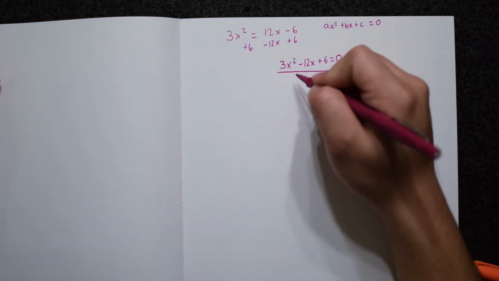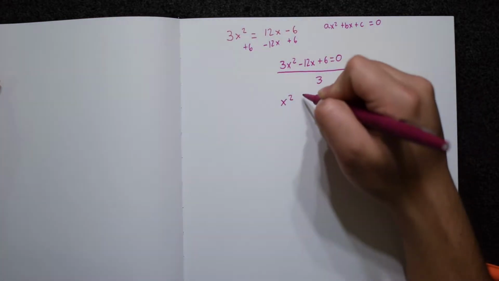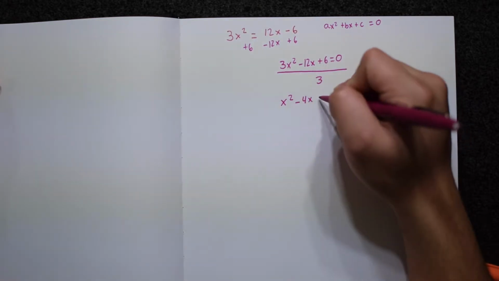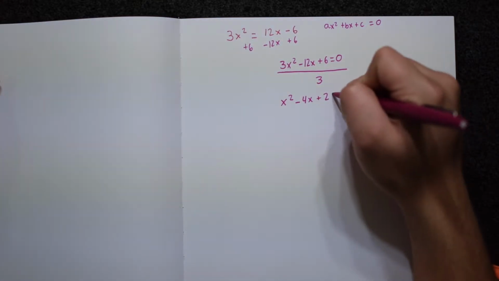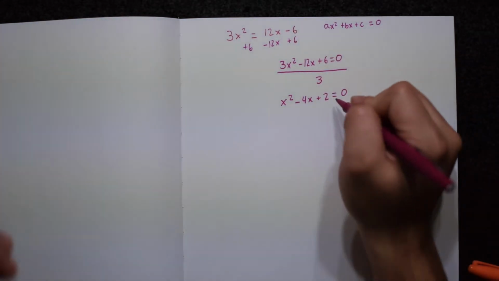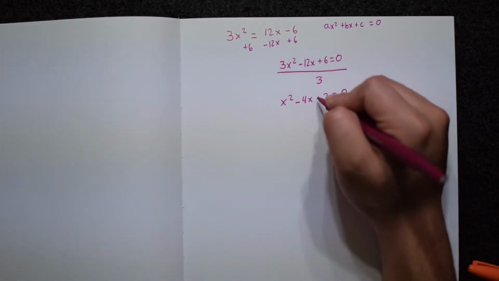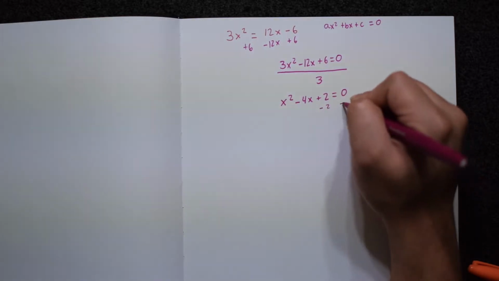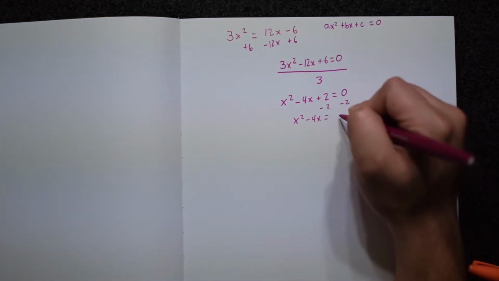Let's begin. 3 divided by 3 gives us 1, which is exactly what we wanted. So our equation right now is x squared. Negative 12 divided by 3 gives me minus 4x. And 6 divided by 3 gives me 2. And 0 divided by 3 is still 0. Now that I have my equation in this form, I can go ahead and complete the square. The way I complete the square is I actually have to get rid of this 2, so I'm going to move it over to the other side. x squared minus 4x is equal to negative 2.